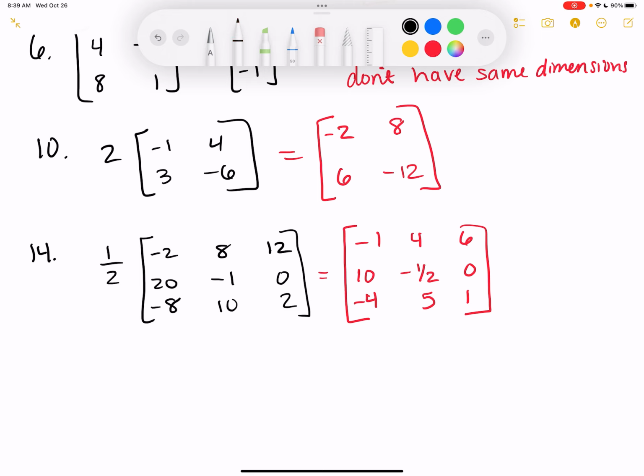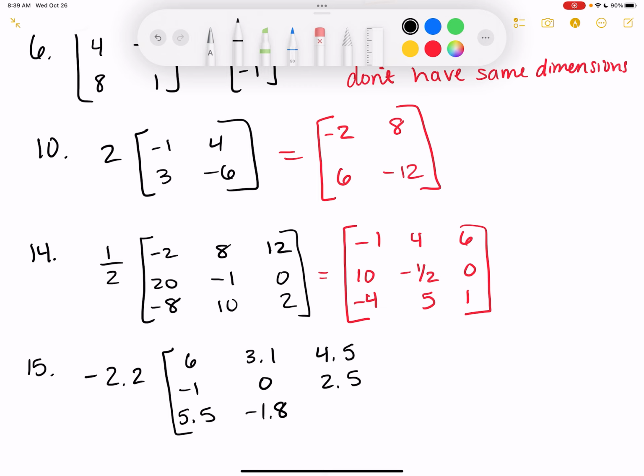Alright, I'm going to do an odd one, which I don't normally do, but I want to do it to show you something. So negative 2.2 times the 3 by 3 matrix: 6, 3.1, 4.5, negative 1, 0, 2.5, 5.5, negative 1.8, and 6.4.